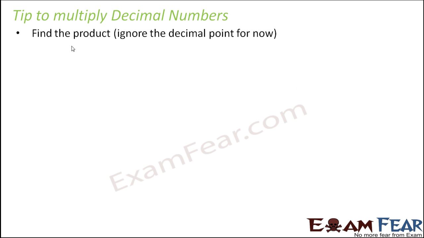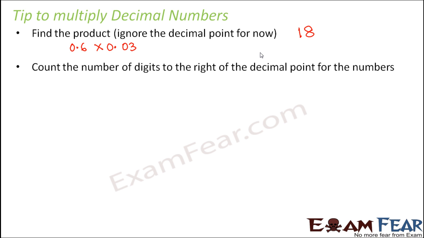Let us take an example: 0.6 multiplied by 0.03. You have to multiply these, and you totally forget about the decimal point. If you forget about the decimal point, this number is 6 and this number is 3. Right? So 6 into 3 is 18. As per step 1, the product in this case would be 18. Fine. Let's move on to step 2.